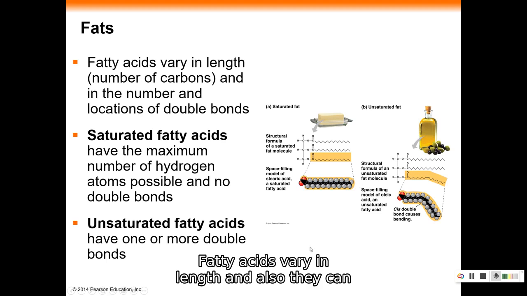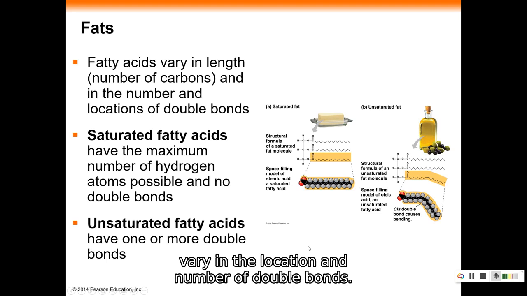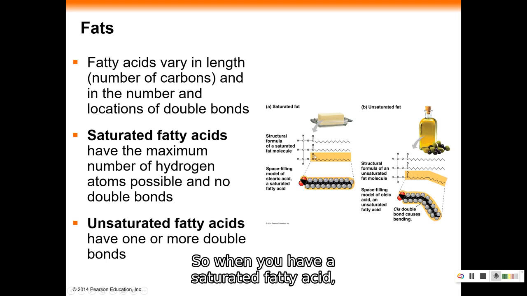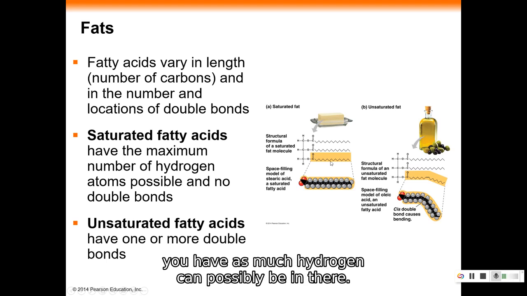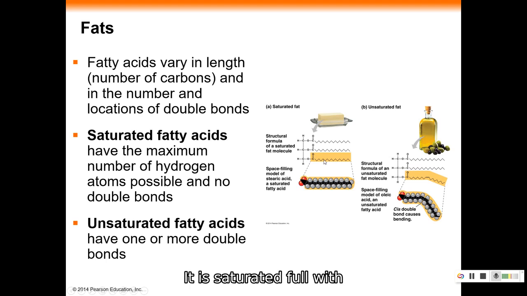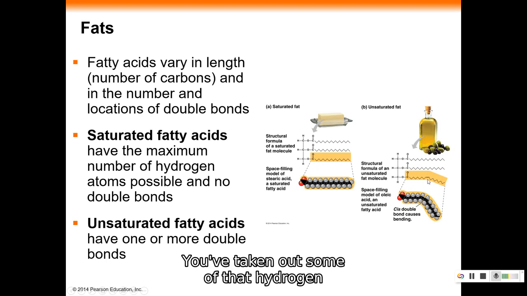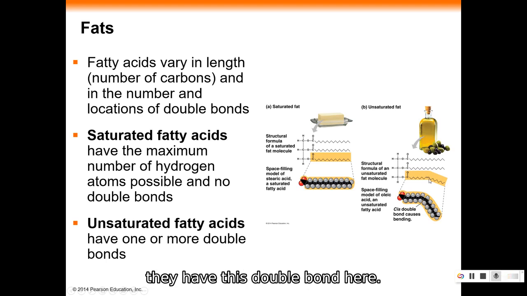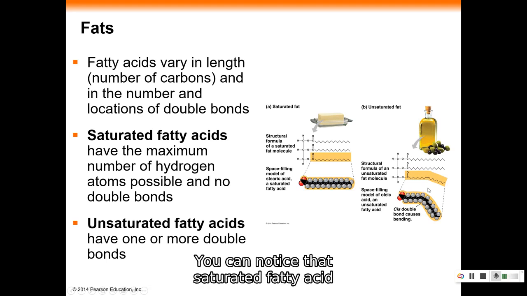So fatty acids vary in length, and also they can vary in the location and number of double bonds. So when you have a saturated fatty acid, you have as much hydrogen as can possibly be in there. It is saturated, full with hydrogen. In an unsaturated fatty acid, you've taken out some of that hydrogen and replaced it with a double bond. So these carbons, instead of having hydrogens coming off of them, they have this double bond here.